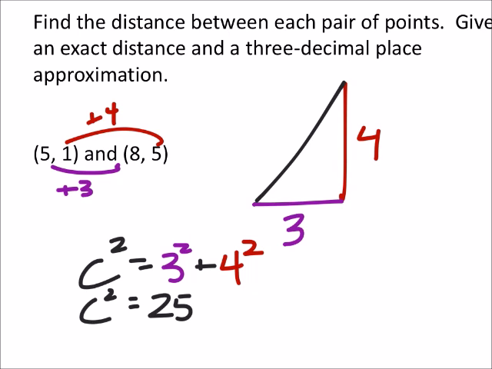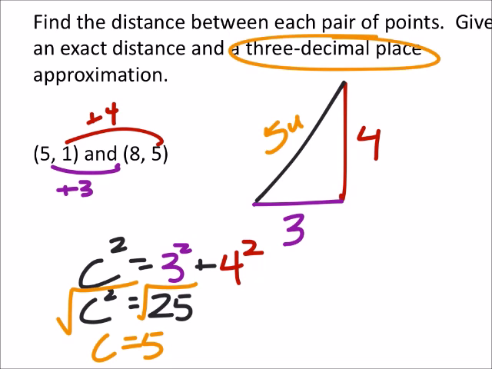So I did skip a couple steps there. And square rooting both sides of this thing, I would find that c is 5. So my hypotenuse here would be 5 units. So if I want to round it to 3 decimal places, I mean, you can be real picky about this stuff. I'm okay with it just being 5 though.